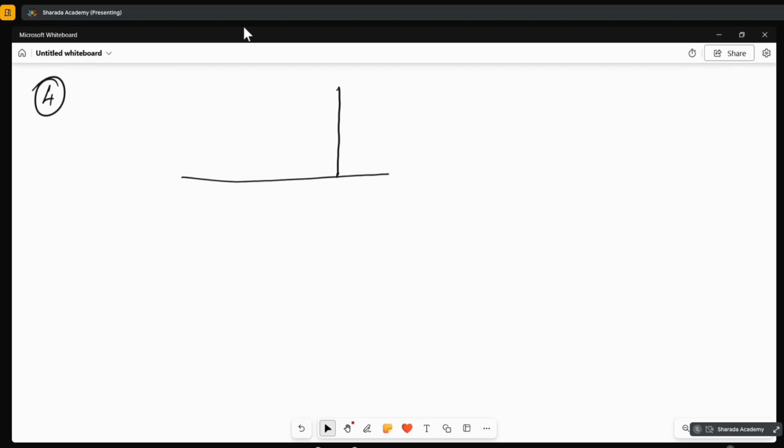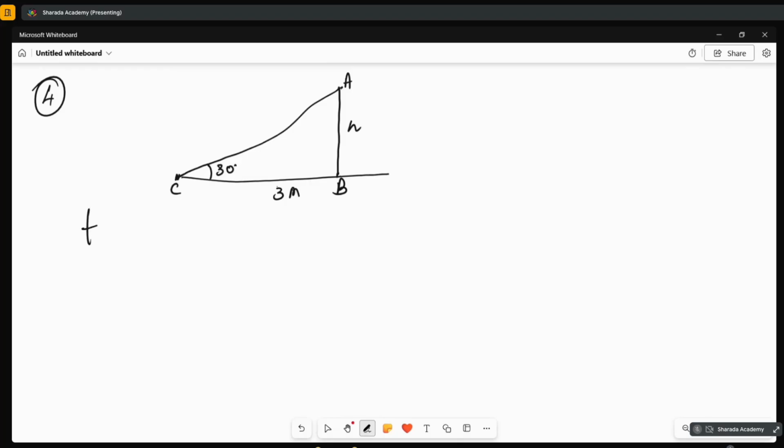The angle of elevation of the top of the tower from a point on the ground, which is 30 meters away from the foot of the tower, is 30 degrees. So this is 30 degrees and this is 30 meters. The tower is 30 meters away from this point. Now, what is the height of the tower? I'll take the height of the tower as H. So, A, B, and C. What will you get here?